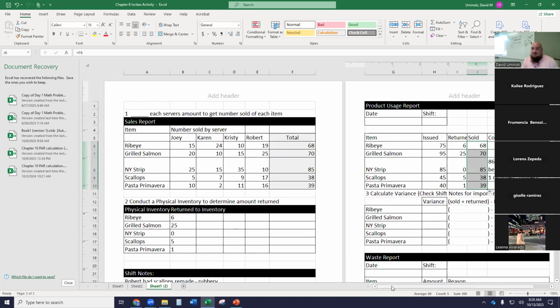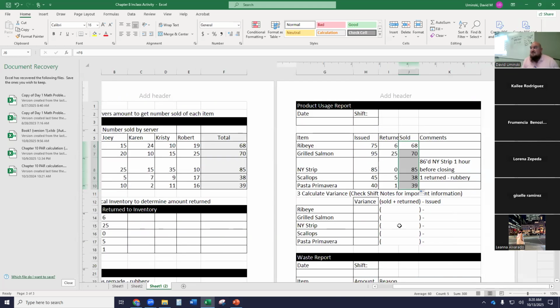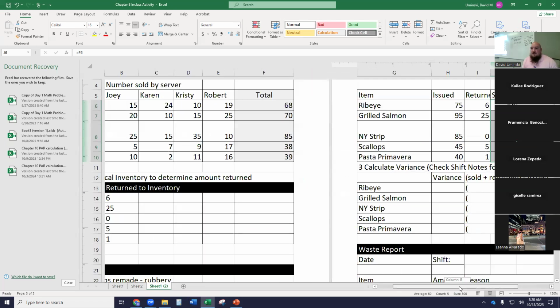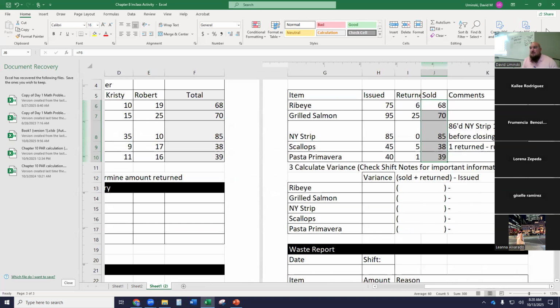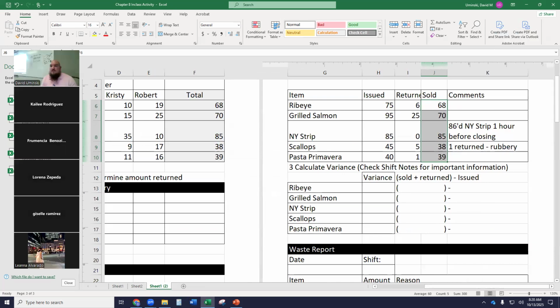Let's look at our product usage report. This is the page that you in class do not have, I apologize. Our product usage report is where we can determine what our variance is. Remember, issued is what we gave at the beginning of the shift. So at the beginning of the shift, we issued 75 ribeyes. We returned 6 back into our inventory. And then my perpetual is that 68 that was sold.